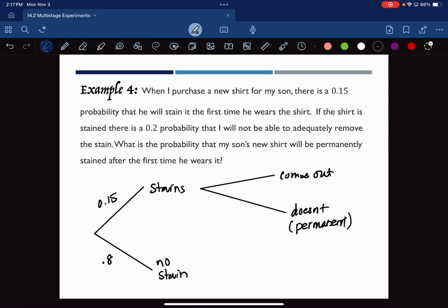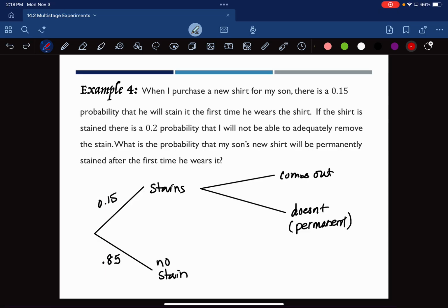0.85. Okay, how do you get 0.85? What'd you do to get that? 1 minus 0.15. Right. So I mentioned it before, but let me remind you again. One set of tree branches has to add up to the number 1, right? So in order to find the 0.85, I would do 1 minus the 0.15. Y'all good with that? Okay, fantastic.